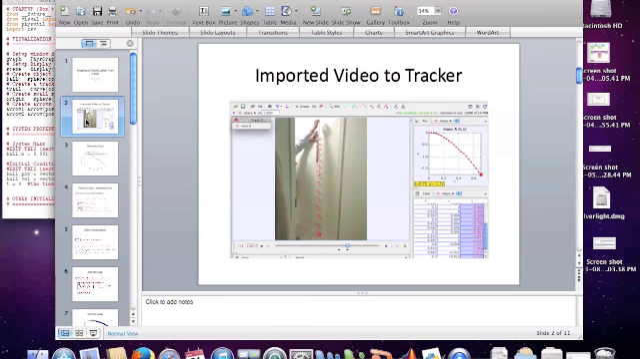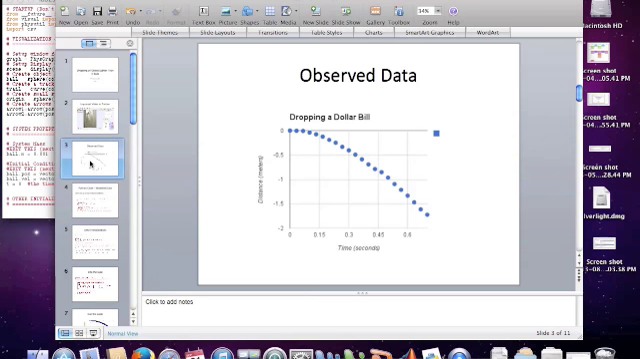into Tracker. You can see I put a ruler against the wall as a calibration stick and then marked the distance it fell after each time frame. We can see that the points got a little further away, showing that some force was accelerating the object. We can then look at our graph data from our observed data here.